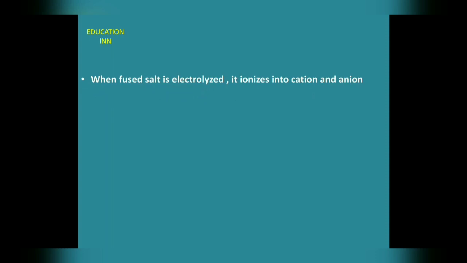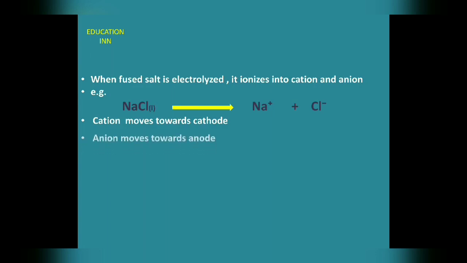When fused salt is electrolyzed, it ionizes into cation and anion. For example, when sodium chloride salt is electrolyzed, it ionizes as sodium ion and chloride ion. Cation moves towards cathode because cation has positive charge and cathode has negative charge. Opposite charges attract each other. Similarly, anion moves towards anode because anion has negative charge and anode has positive charge.